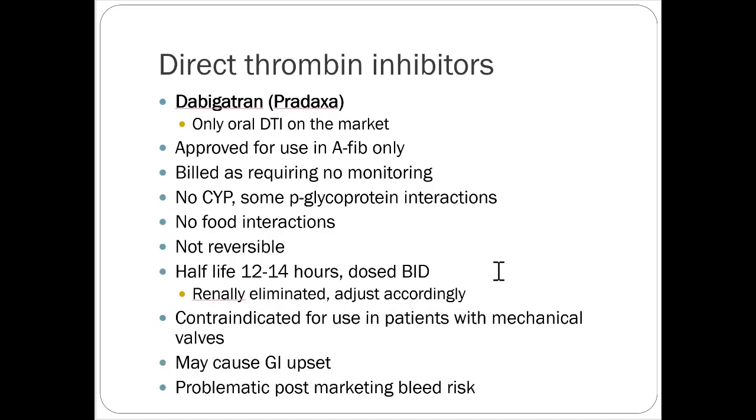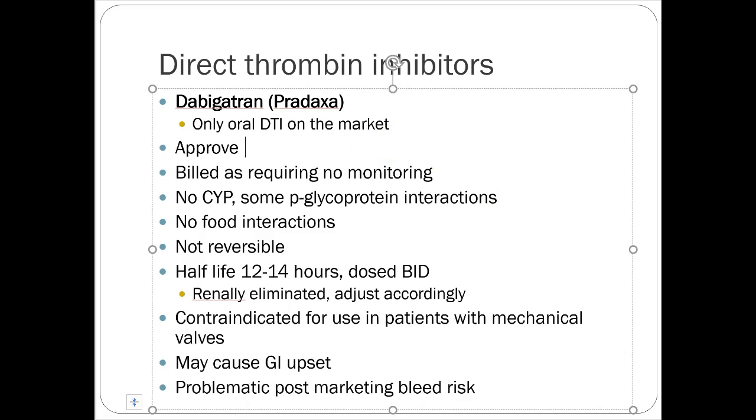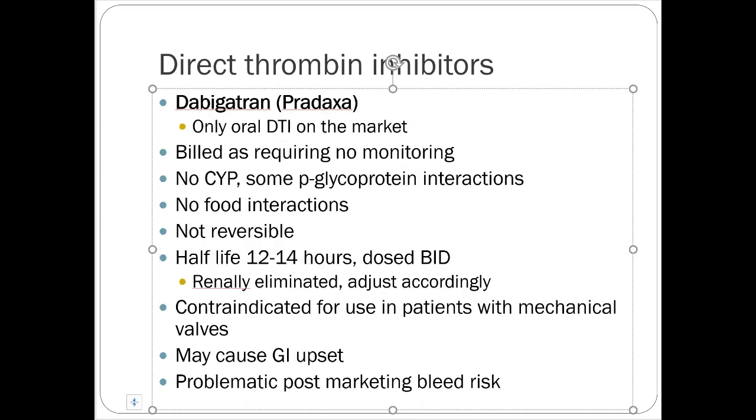The oral direct thrombin inhibitor is called dabigatran. It's Pradaxa, and it's the only oral direct thrombin inhibitor on the market. It's approved for use in atrial fibrillation. I say this only, but I think this is wrong. I've got another slide that shows some indications. Just ignore that. I'm pretty sure it's got several other indications now. It requires no monitoring, no CYP interactions.